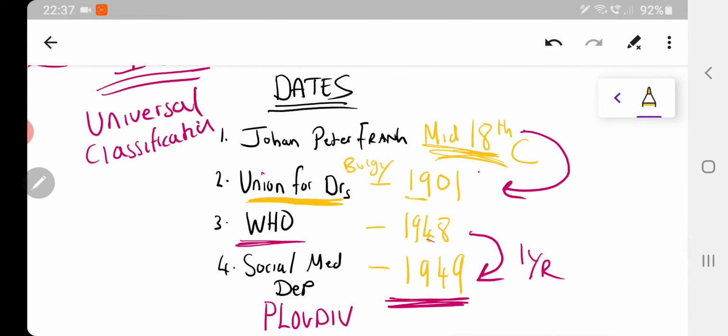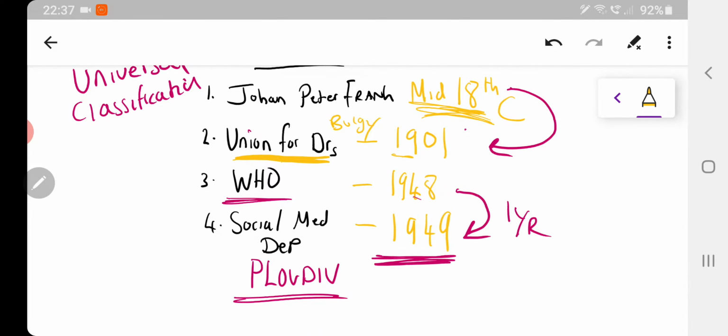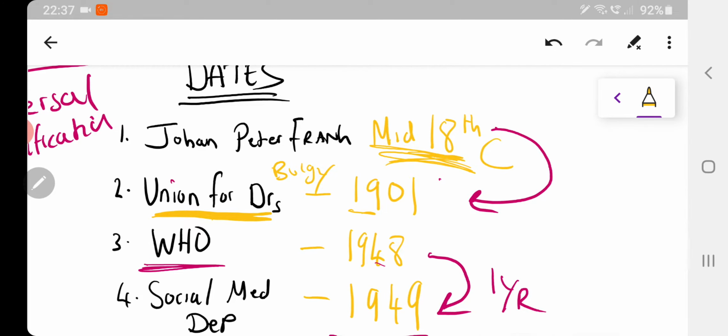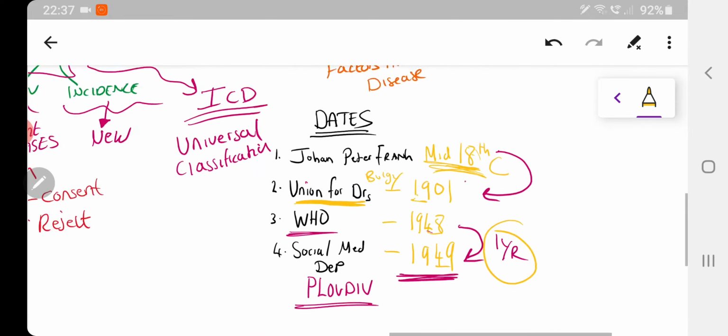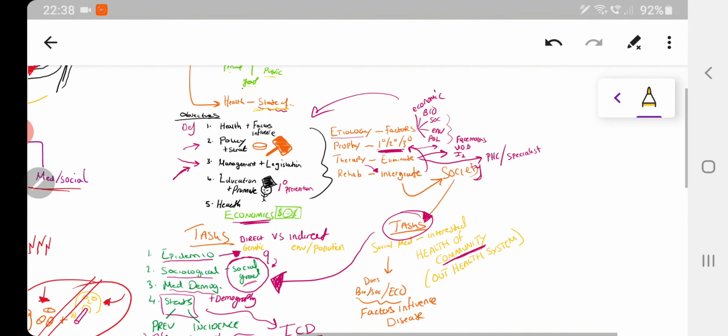Okay, Johann, Union. They kind of sound the same, and 1819. And World Health Organization and this Plovdiv thing, 48, 49. It's 1 year after. Okay, Johann, Union, World Health Organization, and the department, 1 year after. Okay. Let's go on to objectives.